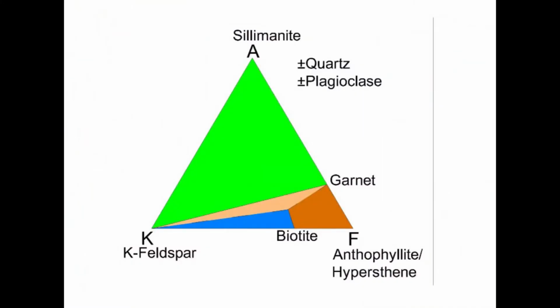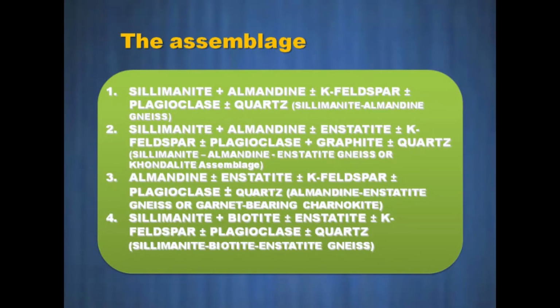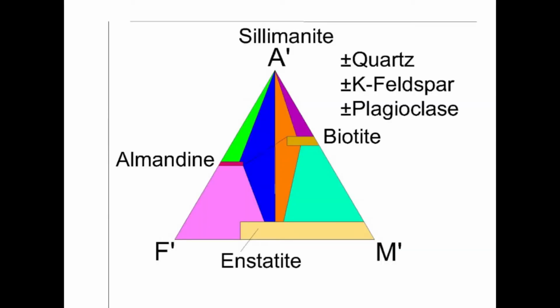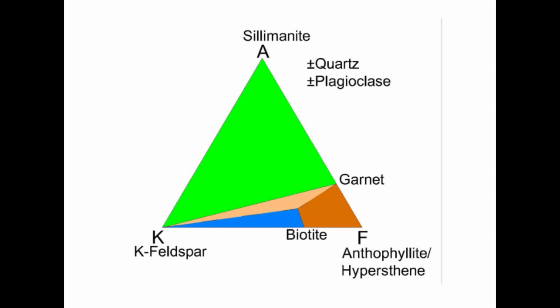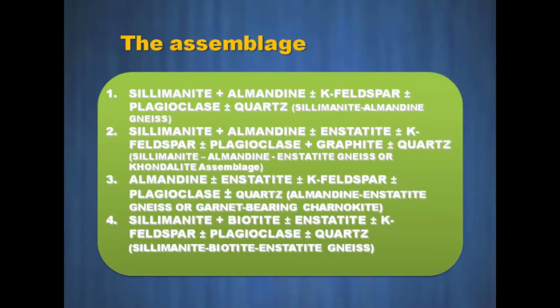Hornblende granulite facies, the mineral assemblages: first, sillimanite-almandine plus or minus potash feldspar plus or minus plagioclase plus or minus quartz. This is also known as sillimanite-almandine gneiss. Second, sillimanite plus almandine plus or minus incsitite plus or minus potash feldspar plus or minus plagioclase plus graphite plus or minus quartz, also known as sillimanite-almandine incsitite gneiss or khondalite assemblage. Third, almandine plus or minus incsitite plus or minus potash feldspar plus or minus plagioclase plus or minus quartz, also known as charnockite, garnet bearing charnockite.